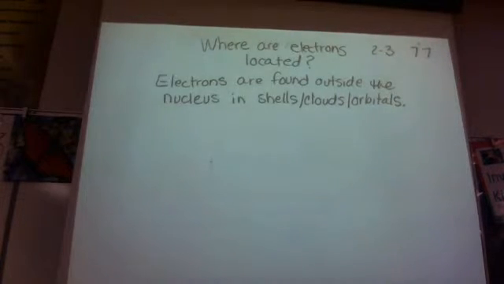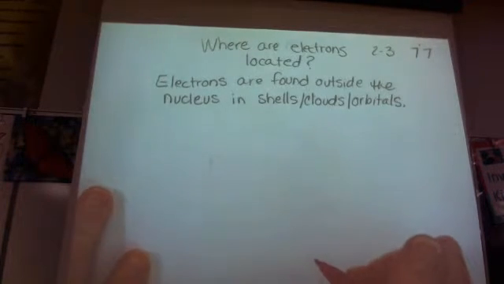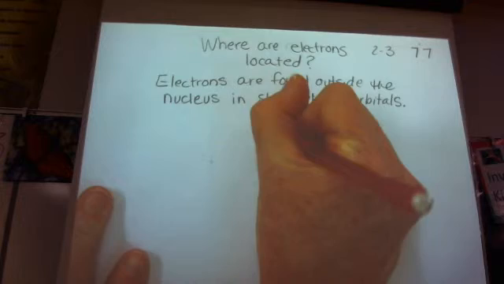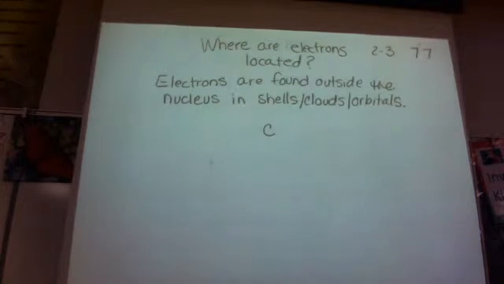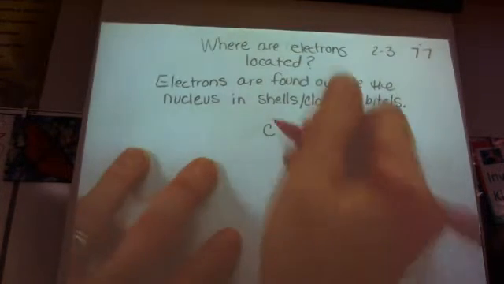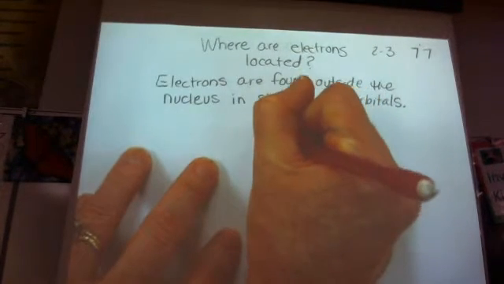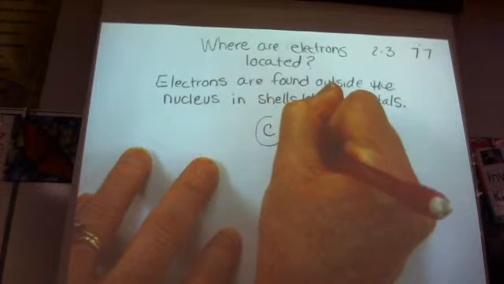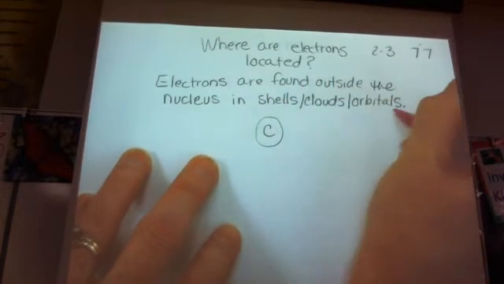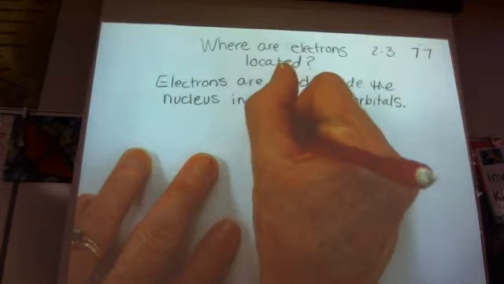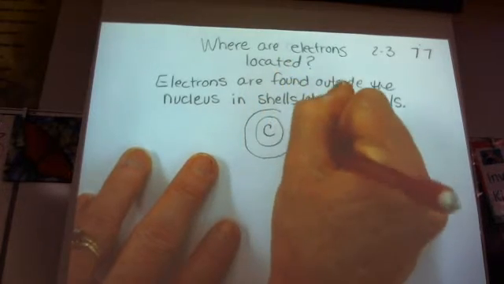So we're going to draw one. We're going to use carbon today. So carbon, the atomic symbol, it represents the nucleus. So we're going to then go ahead and put the shells. Carbon has 2 shells, clouds or orbitals, around its nucleus.